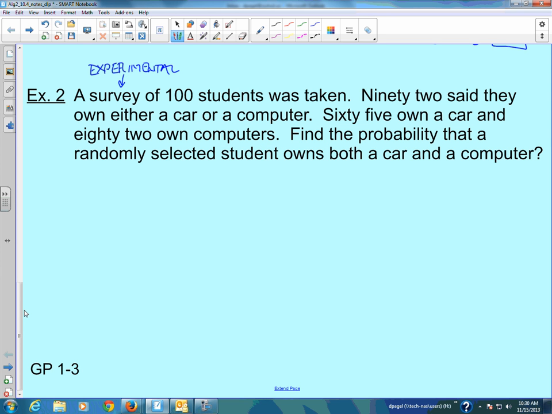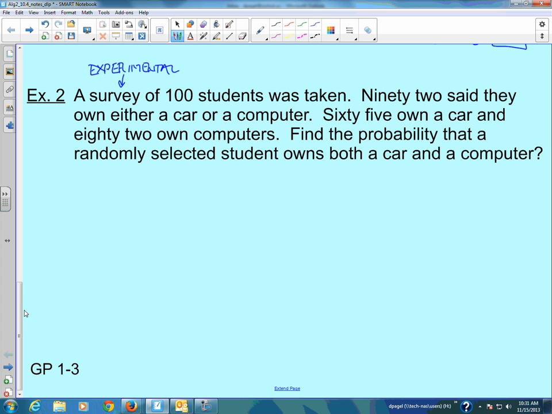A survey of 100 students was taken. 92 said they can either own a car or a computer. 65 of those 100 own a car. 82 of those 100 own computers. And we want to find the probability that a randomly selected student will own both a car and a computer. All right, we think about our condition.